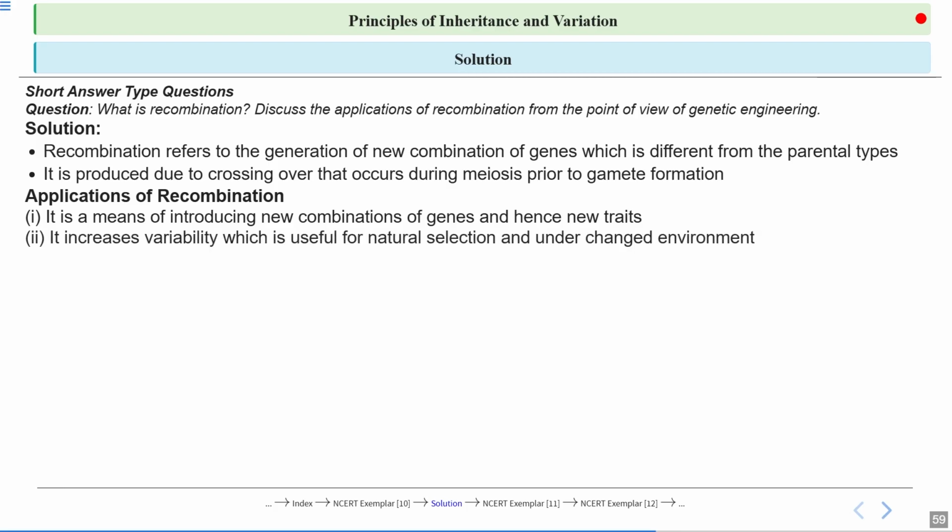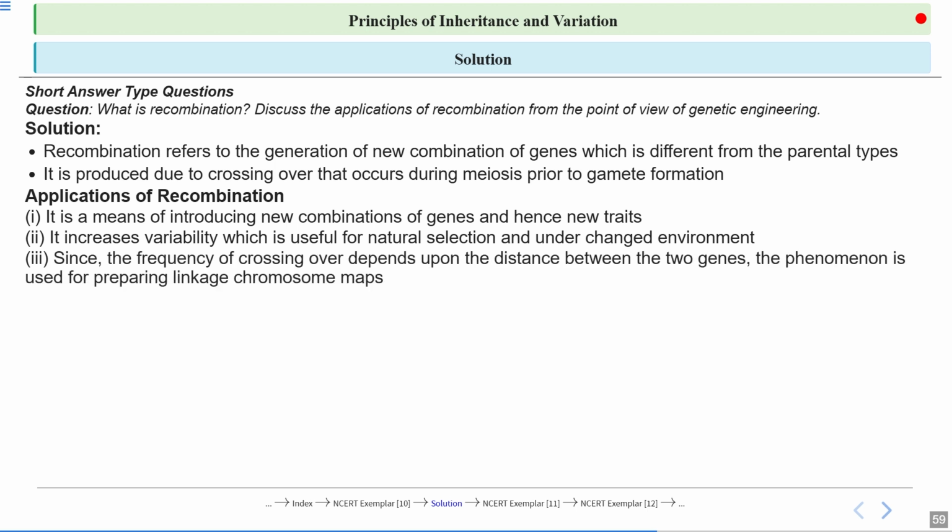So this recombination increases variability, which is useful for natural selection under a changing environment. Some of the variations that are produced through recombination can give rise to new traits, and these traits can help in the survival of these species when the environment changes. So this helps in natural selection as well. So only those organisms will be selected that have these variations, because they are giving a survival advantage to that species.